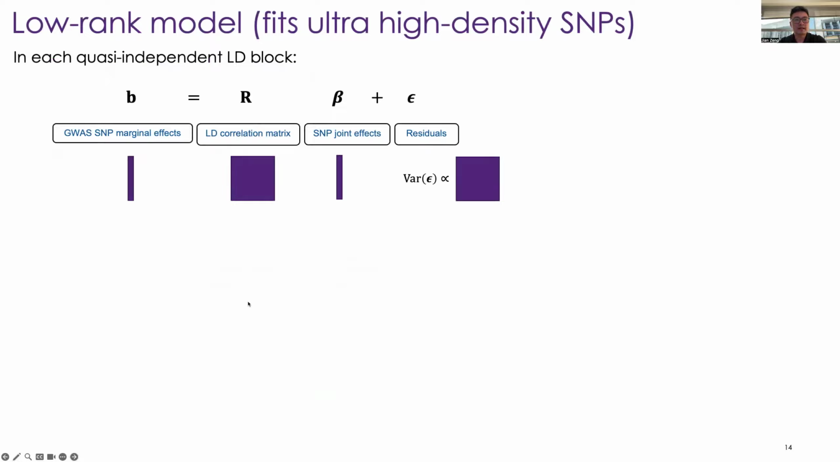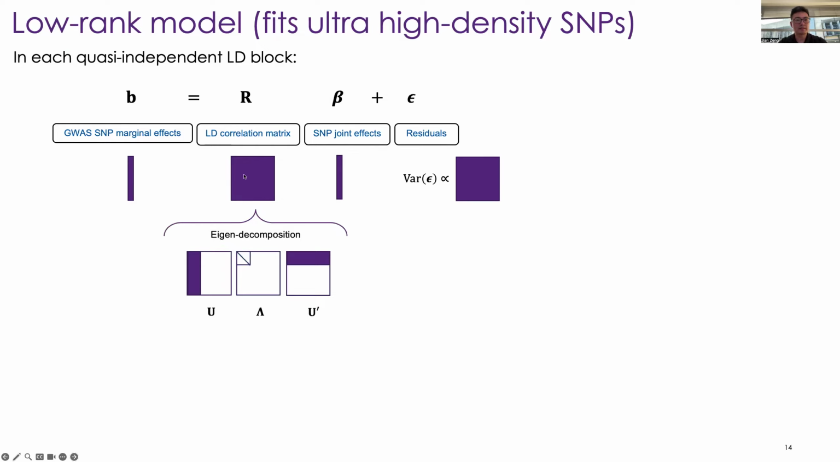Another feature of SBayesRC is that we developed this low-rank modeling. This allows us to fit many SNPs at the same time. And in our recent study, we fit 13 million SNPs at the same time in the model. So this is how it works. First, we partition the genome into quasi-independent LD blocks. And in each LD block, we decompose the LD correlation matrix into the matrix of eigenvectors, eigenvalues, and the transpose of the eigenvector matrix. Now here's the trick.